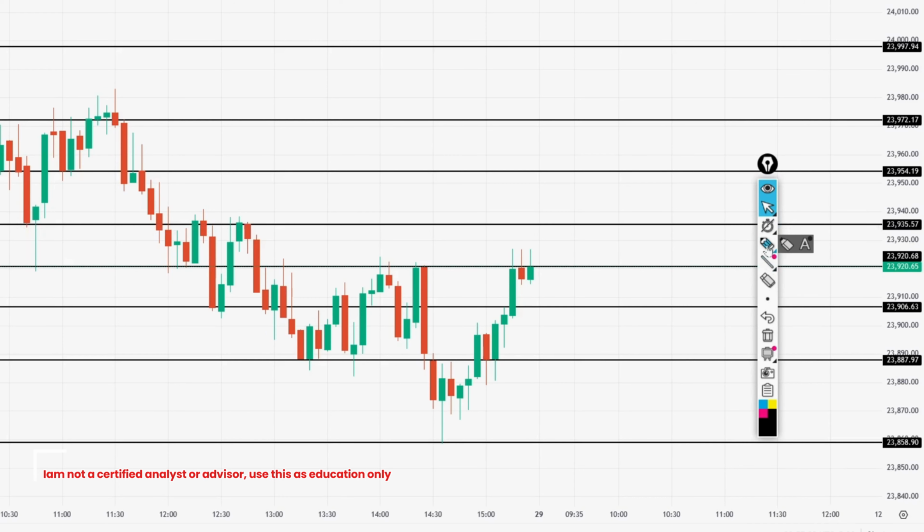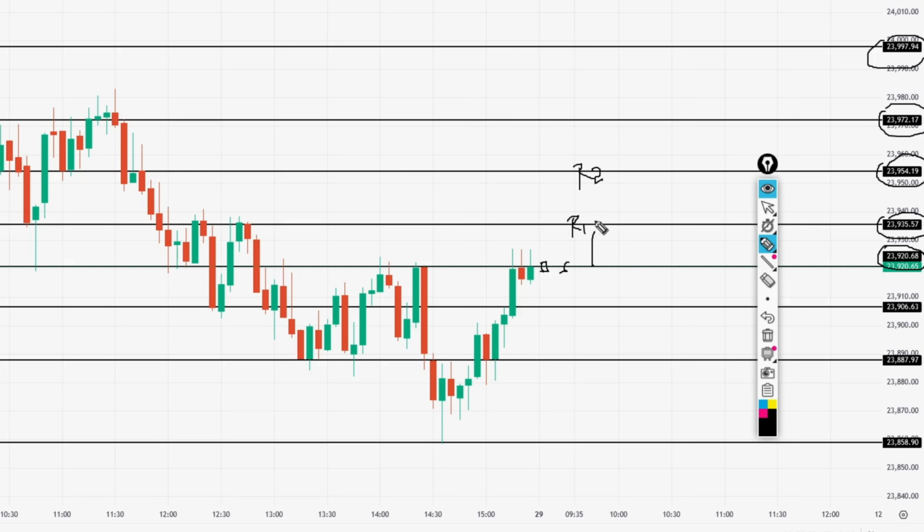If the market opens flat, you can always take these levels as your support and your resistance. For the immediate level, you have 23,920, then followed by 23,935, 23,954, 23,972, and 23,997. You can use these support and resistance levels if the market continues towards the uptrend. The first target will be R1, the second target will be your R2, the third target will be your R3 and R4 if the trend is towards the upward.